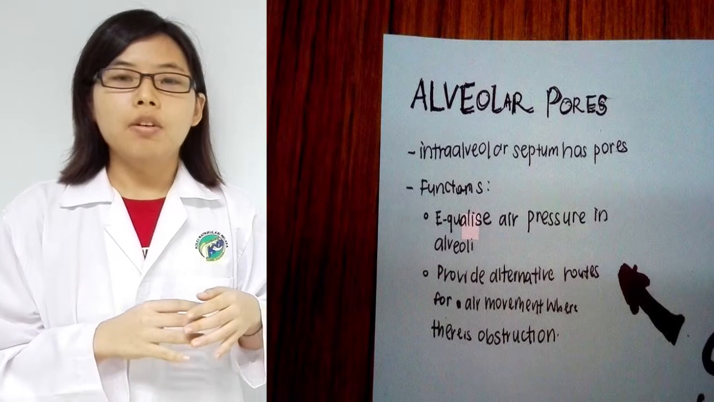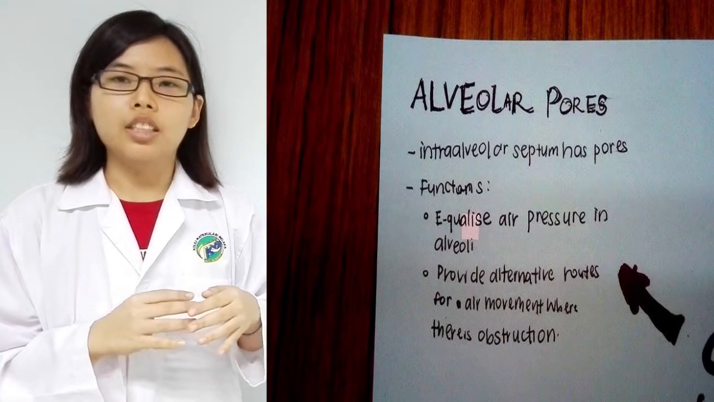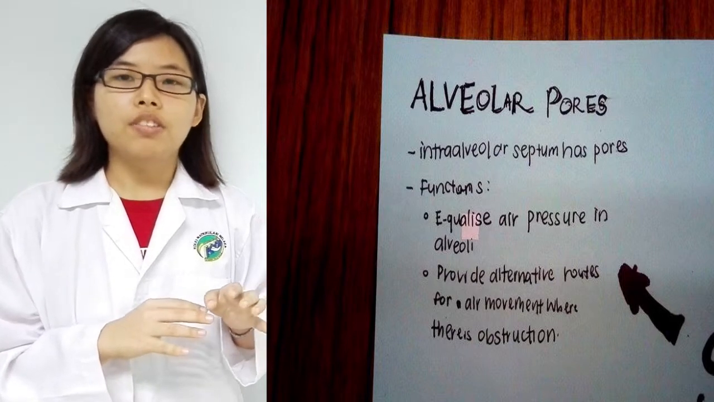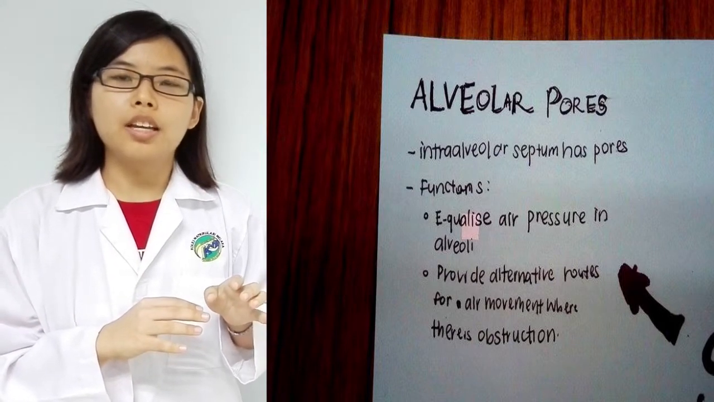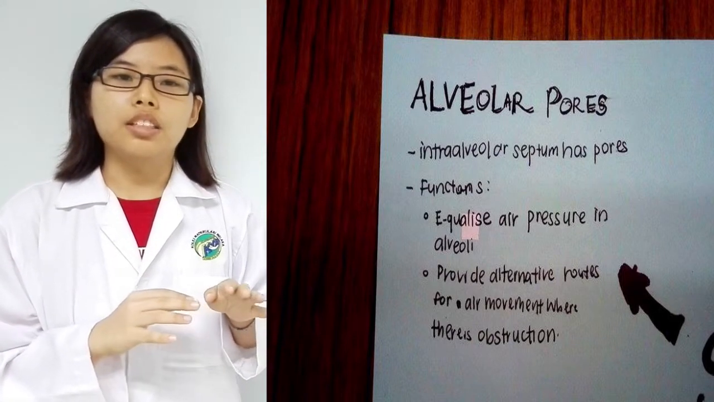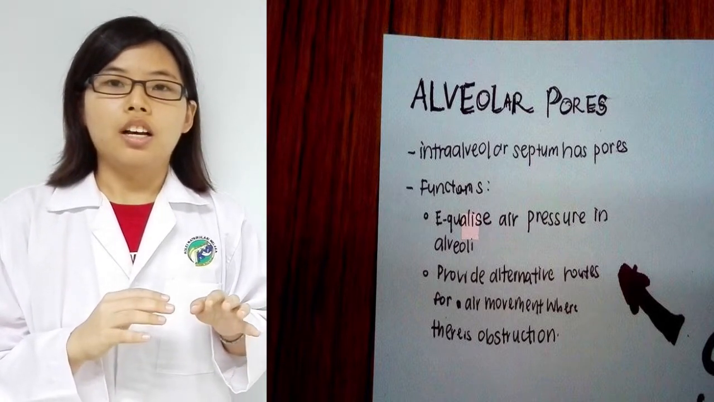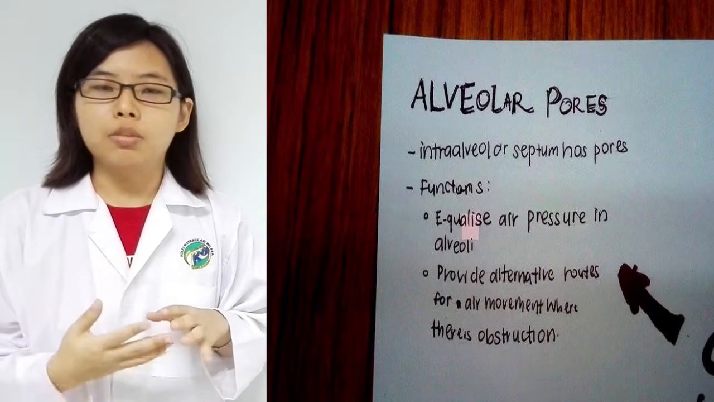There are alveolar pores. Alveolar pores are located in the interalveolar septum to connect the neighboring alveoli. The function of alveolar pores is to equalize air pressure in the alveolar space and also to provide an alternative route for air movement when there is obstruction.